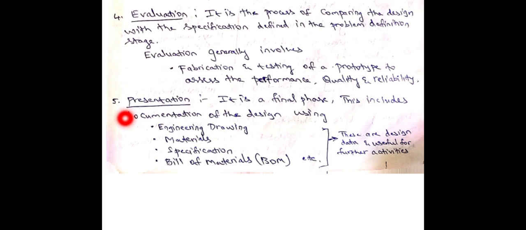Once the evaluation is done, it is presented. It is the final phase. This includes documentation of the design using engineering drawings, material specification and bill of materials, etc. These are design data and useful for future activities. These data, that is engineering drawing, material specification and bill of materials, are stored in the computer so that they can be accessed when required. This is not possible in manual design.